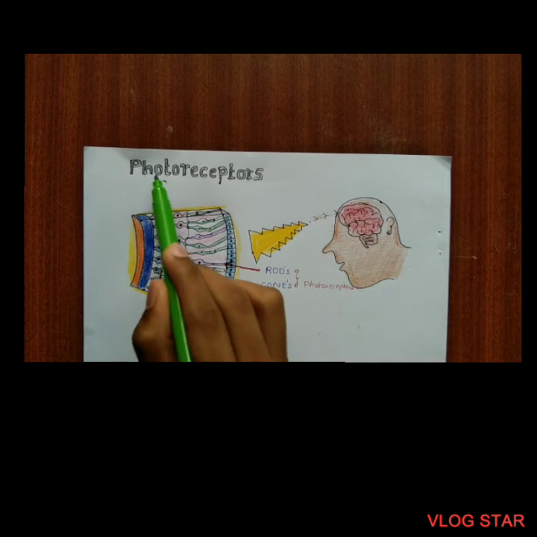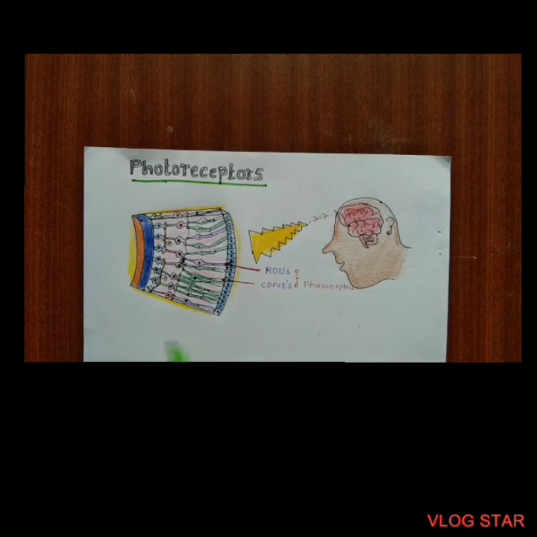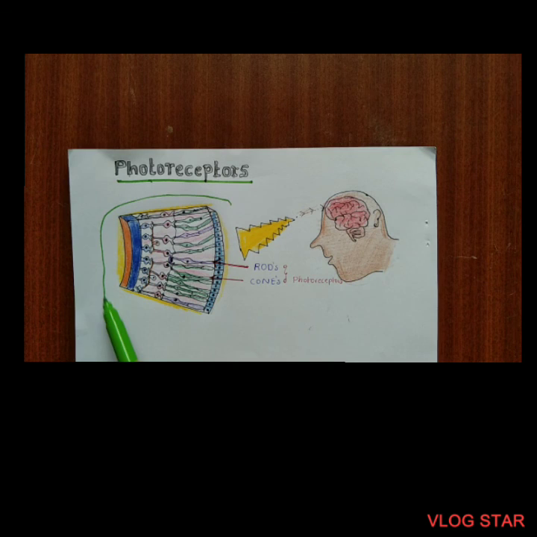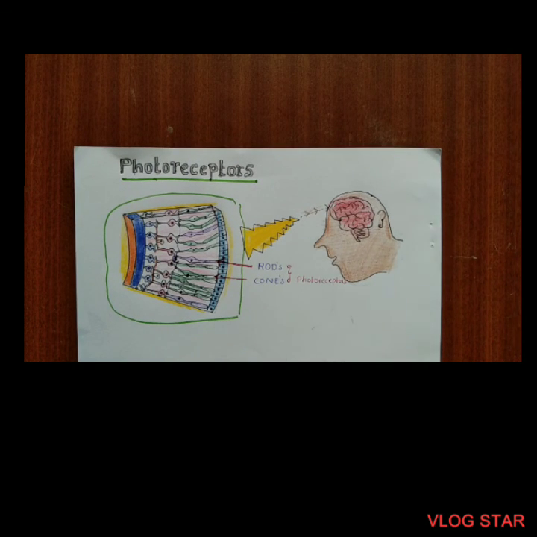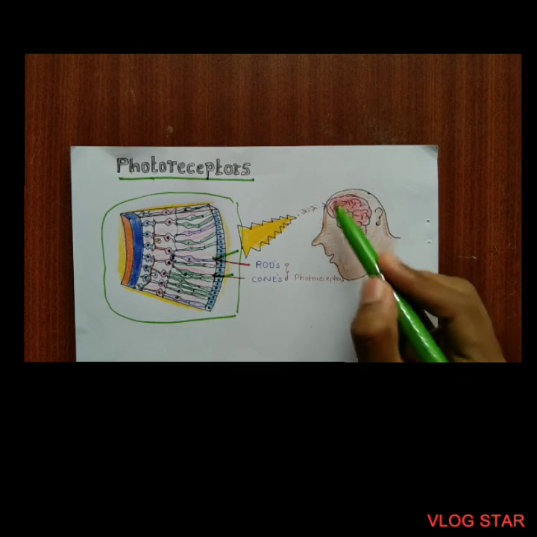This is the photoreceptor schematic representation. In the photoreceptor, we see the two types, rods and cones. This is called rods and this is called cones. This is the photoreceptor. It is a sensitive organ that sends signals to the human brain.